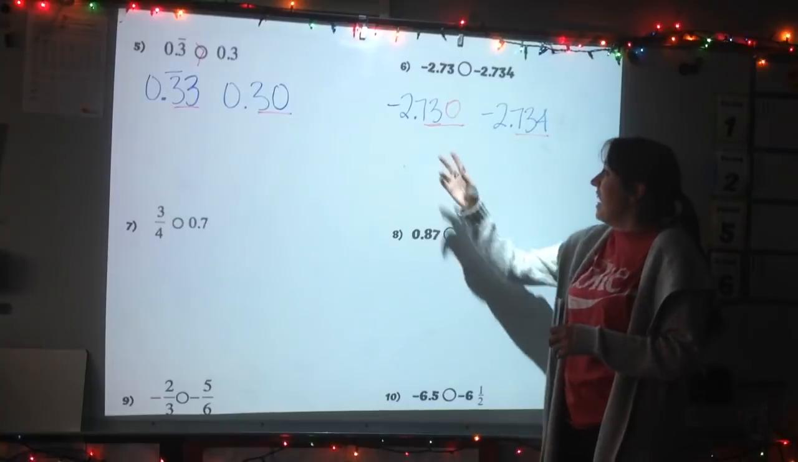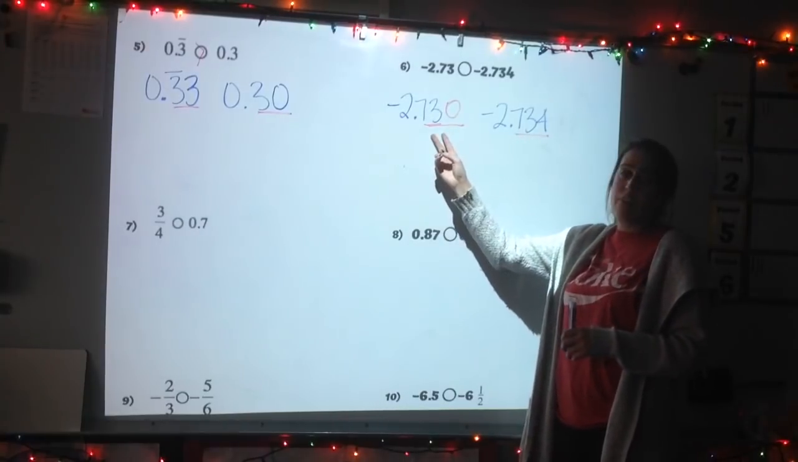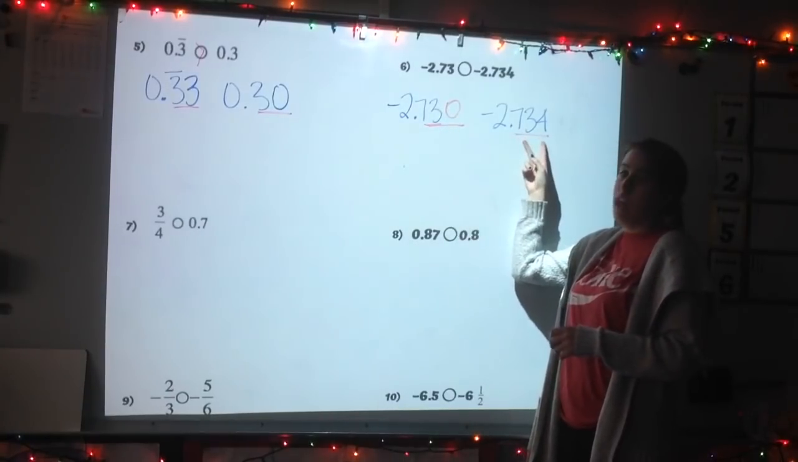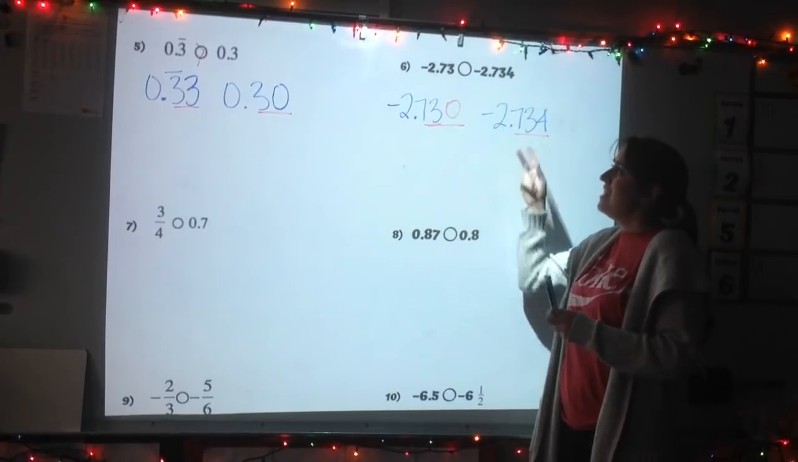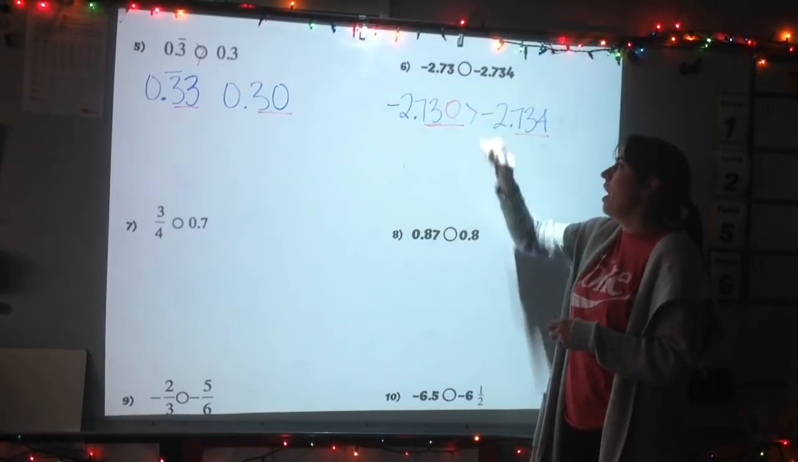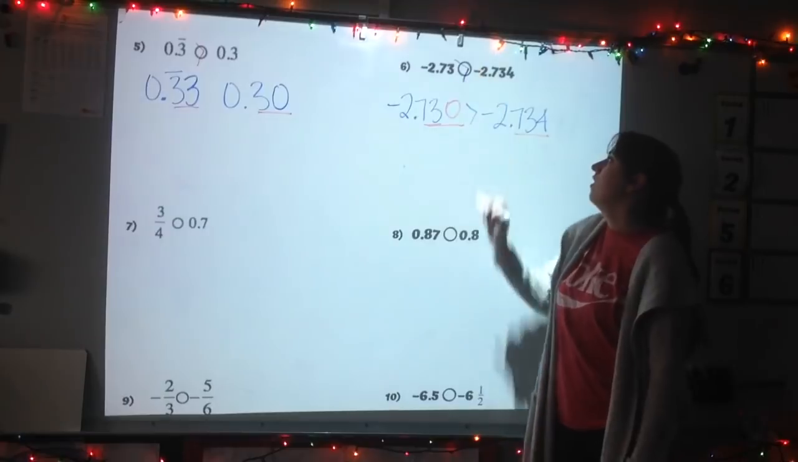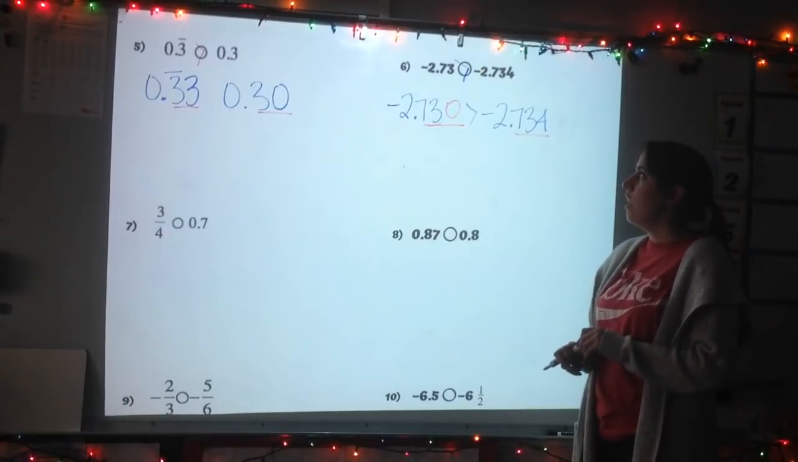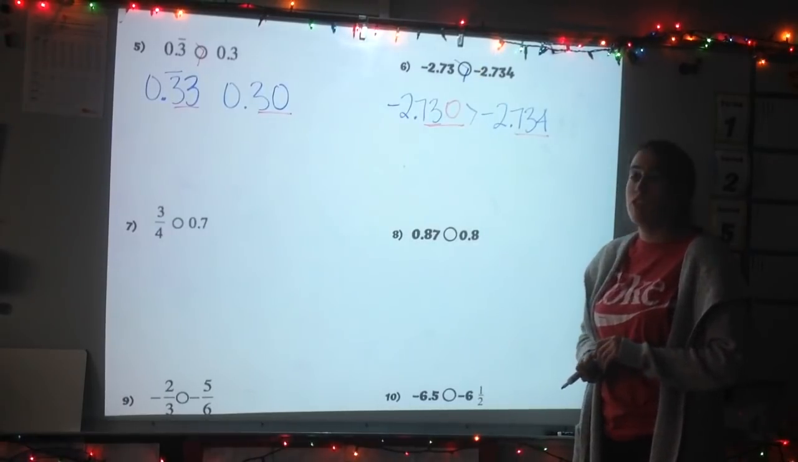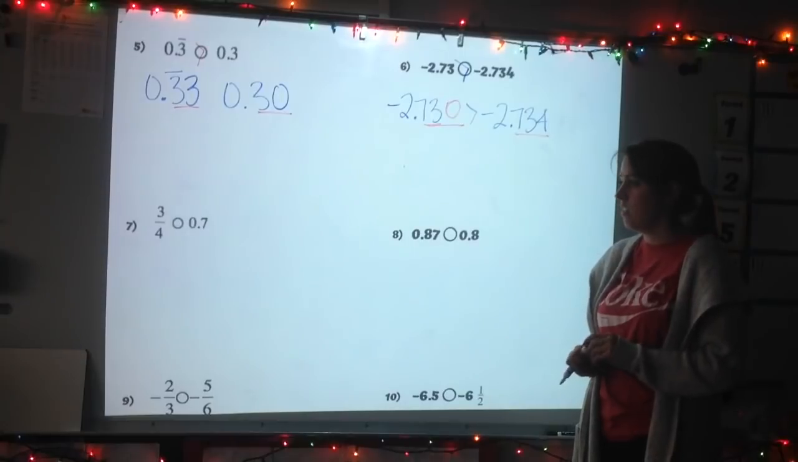Now remember that we're looking at negatives. So normally 730 would be less than 734, but since it's negatives, it goes in the reverse way. It's actually greater than. So negative 2 and 73 hundredths is greater than negative 2 and 734 thousandths.